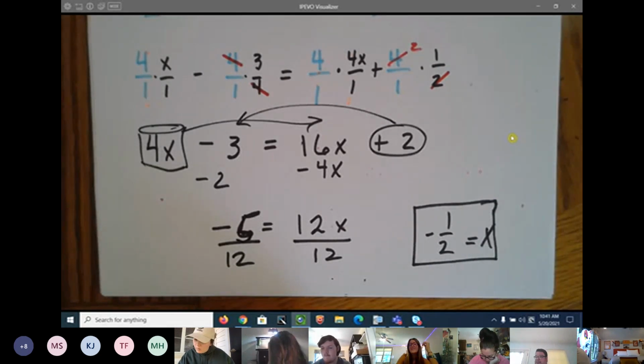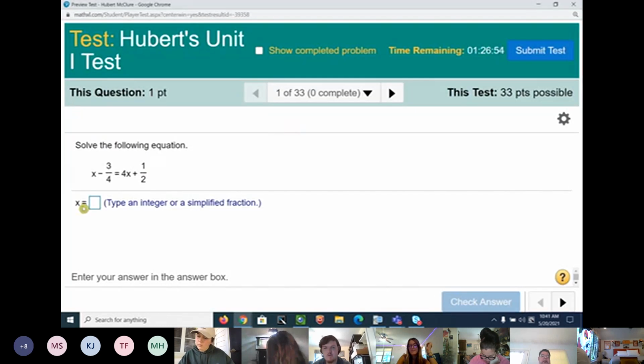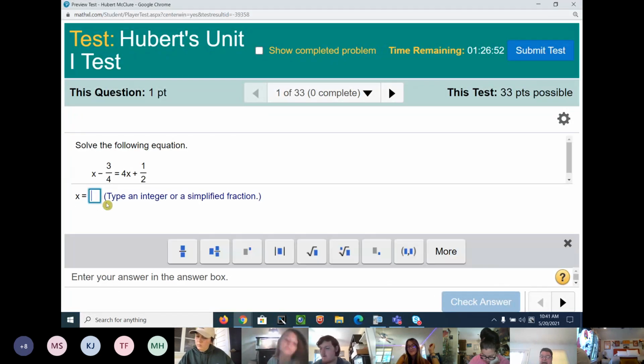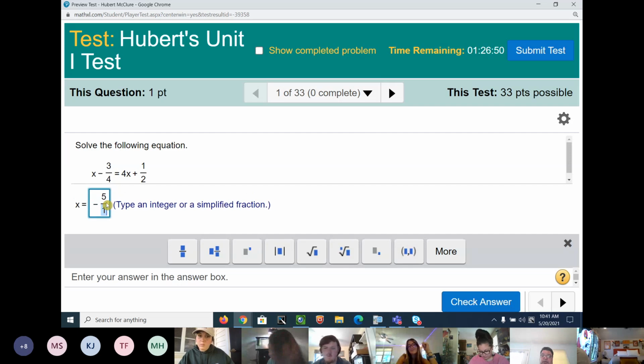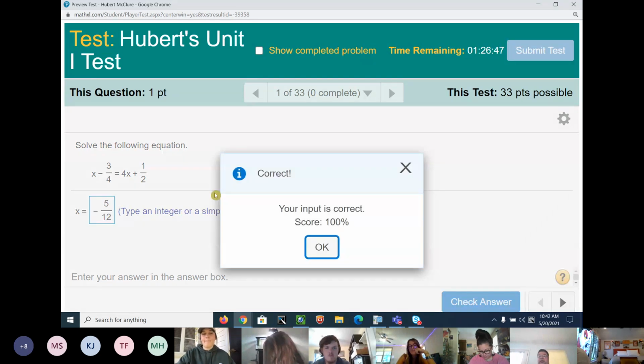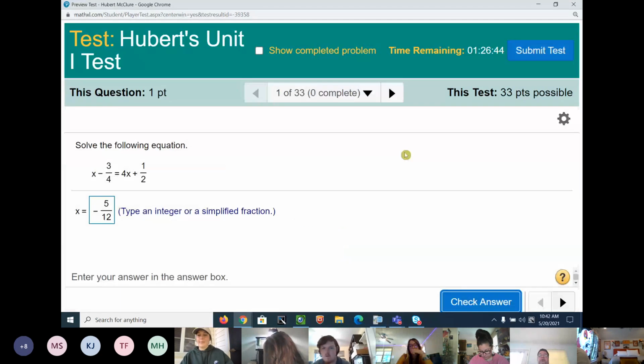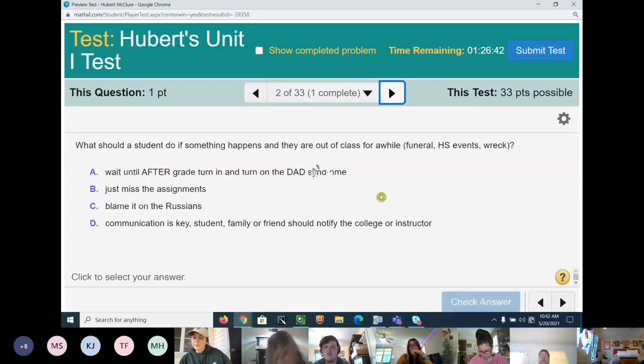They're purple. They're pretty. So -5/12. So we punch that in. And I have the capability of checking test questions. You don't. We got it right. So let's move on to the next question.